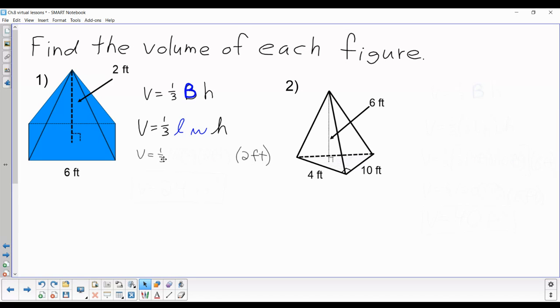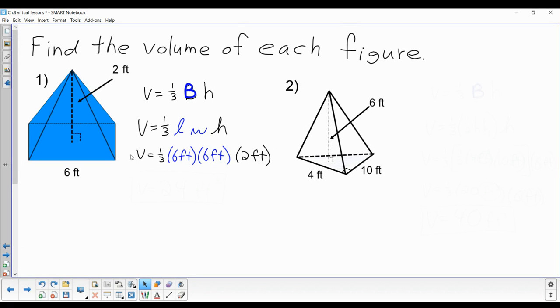The volume is equal to 1/3. The length of the base is 6 feet. The width of the base is 6 feet. The height of the pyramid is 2 feet. So once we have plugged in, we solve.